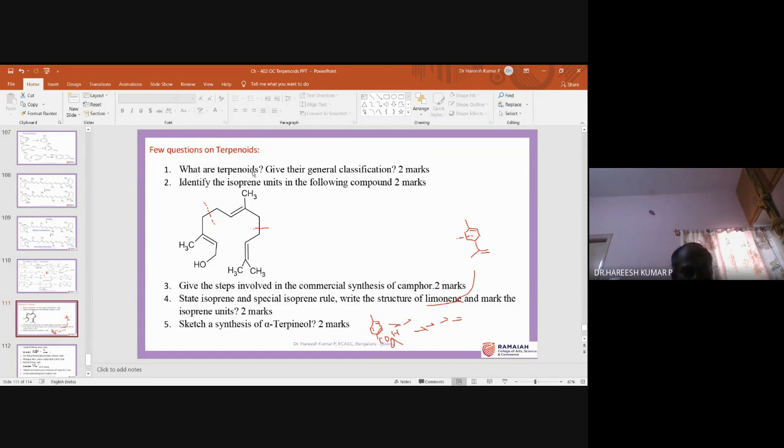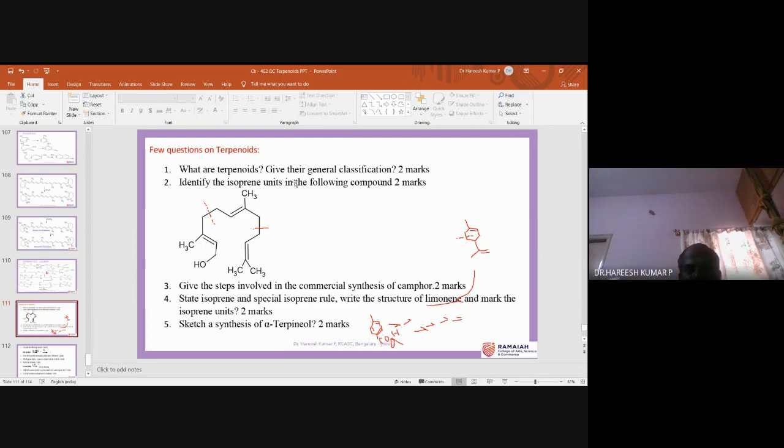What are terpenoids? You know that terpenoids are secondary metabolites synthesized by plants, marine organisms, and fungi by head-to-tail joining of isoprene units. All these terpenoids are also found to occur in rocks, fossils, and the animal kingdom. So that you can explain.